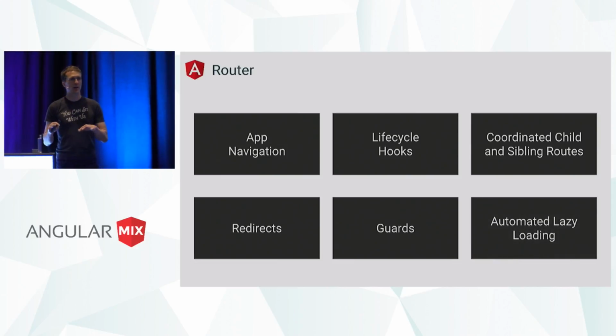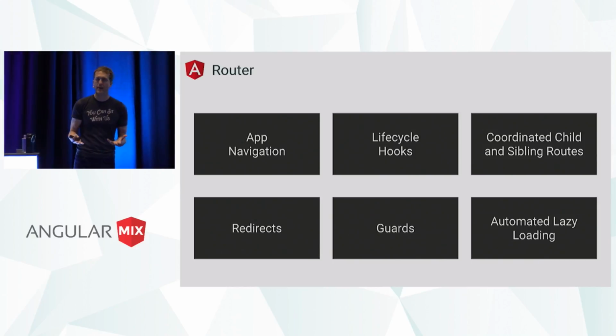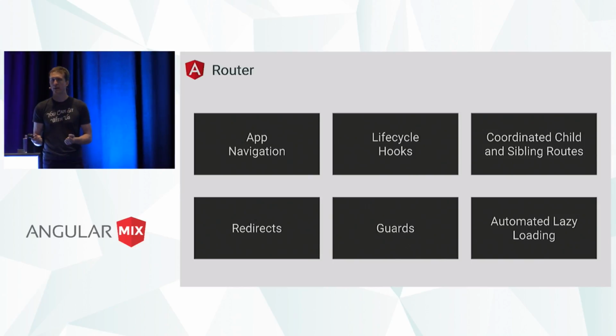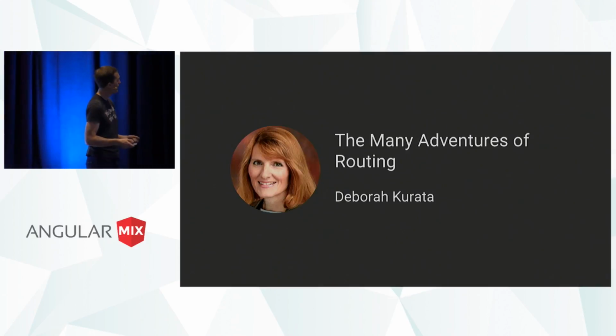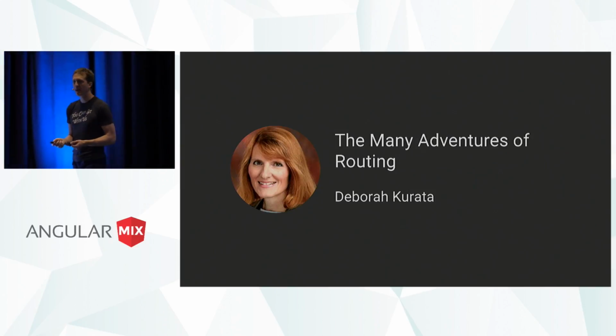And since routes are a nice way to demarcate the places in my application that people need to visit, we've built some automated lazy loading support around the router, so that when somebody visits the first route, they only load the code that's necessary for that. And as they visit subsequent routes, they load incremental bits of code to make sure every route they visit is fast. So Deborah Kurata is going to talk about this in The Many Adventures of Angular Routing.